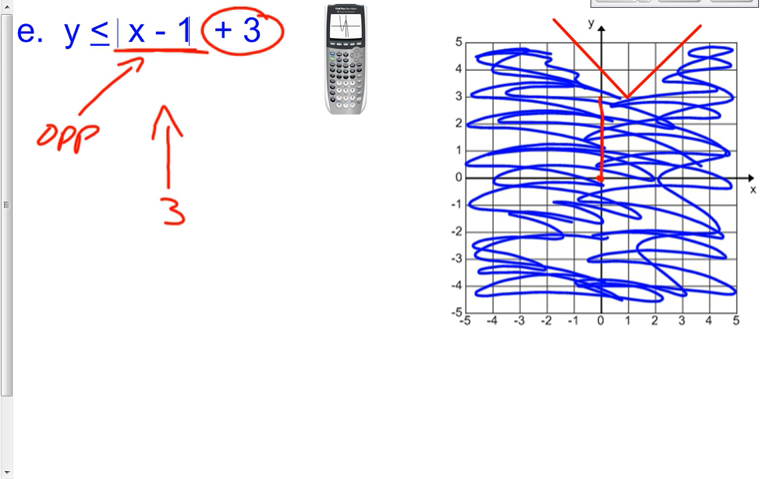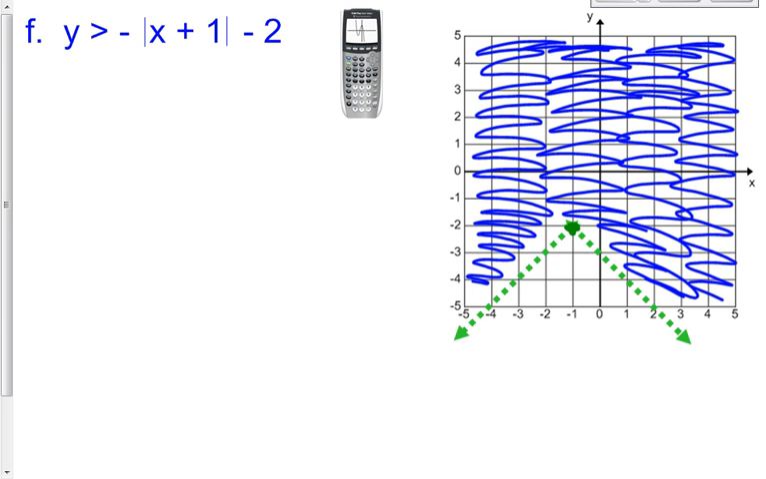So from the origin, you go right 1, up 3, and there's your vertex, and then your slope is always 1 over 1. Because the value in front of the absolute value is positive, it's going to be a V shape, and then it's less than or equal to. So because it's less than or equal to, you have a solid line to make this V, and then you're shading everything below. So you're shading all of this. A lot of shading on this one.